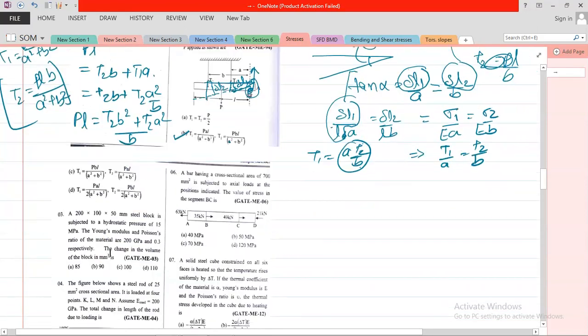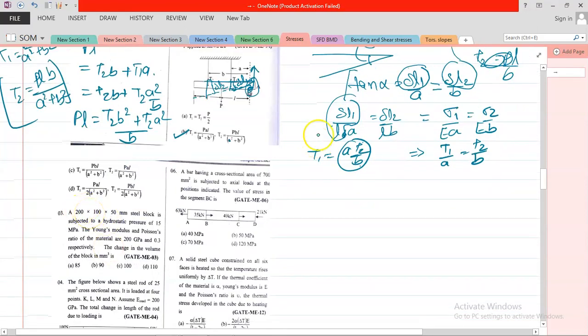The next question is: a 200 by 100 by 50 steel block is subjected to a hydrostatic pressure of 15 megapascal. The Young modulus and Poisson's ratio are given. The change in volume of the block we need to find. So first, the same question, you can directly write delta. It is given hydrostatic pressure. What is the meaning of hydrostatic pressure? It is coming under the bulk modulus concept.